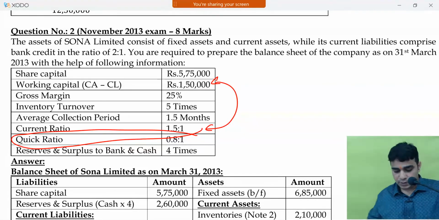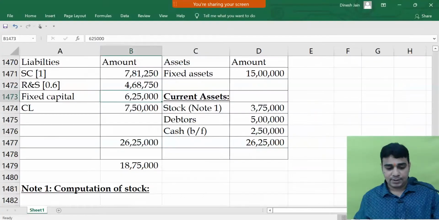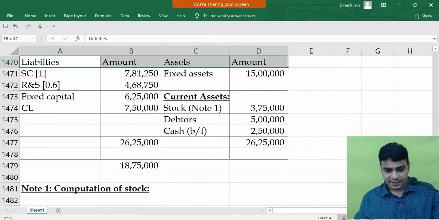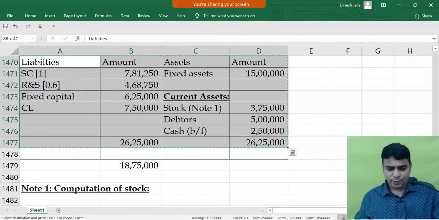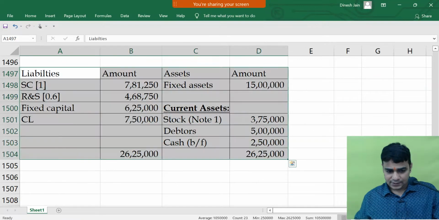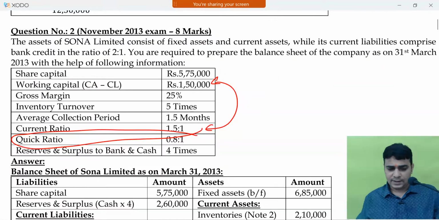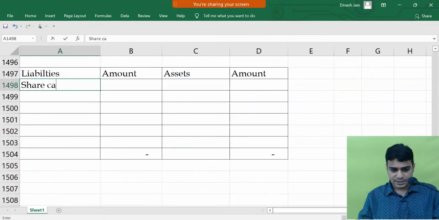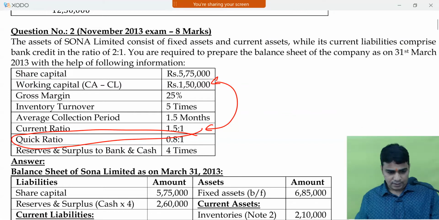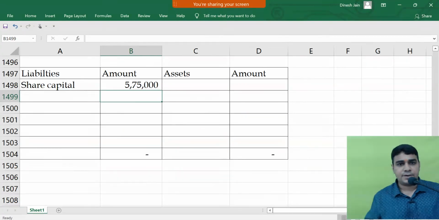So working note 1, computation of current assets and current liability. First let's write the format. Liabilities, amount, assets, amount. In any question, please write the format first, so that you at least know some of the information that could be there in the question. That makes it easier. Share capital 5,75,000. I don't think anything else is directly available. Share capital 5,75,000, I have written that.